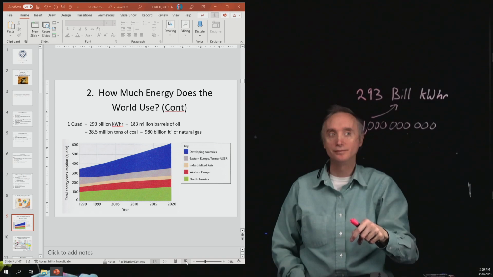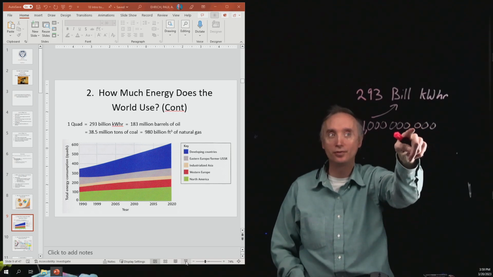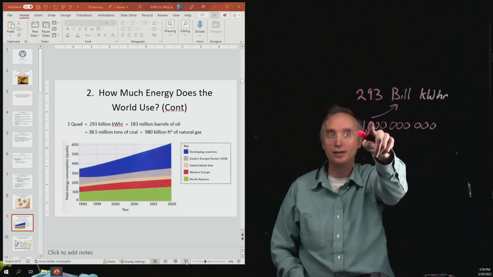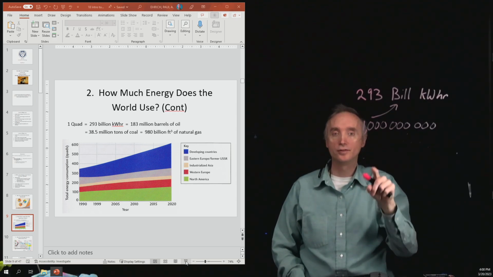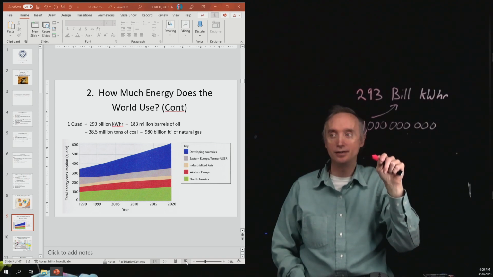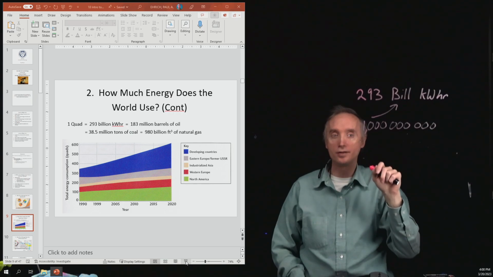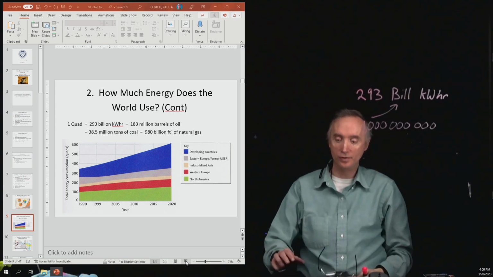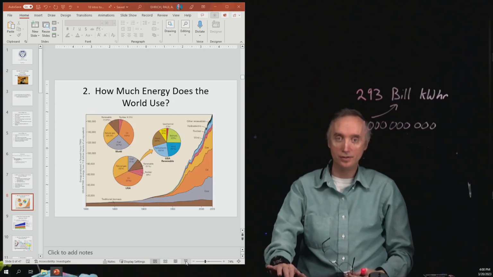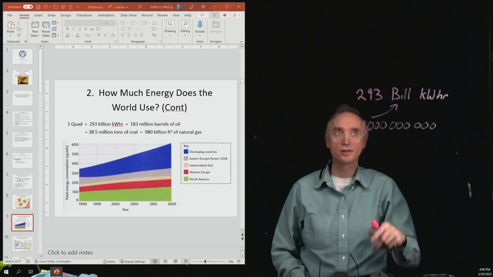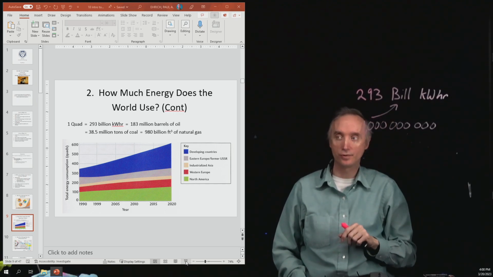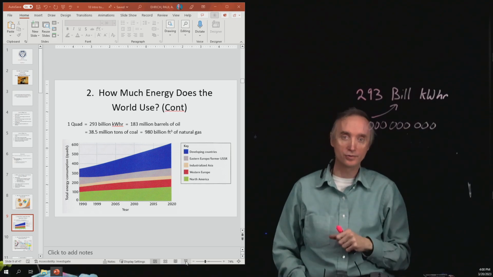A billion is going to be 1, 2, 3, 4, 5, 6, 7, 8, 9 zeros there. That would be equivalent to 293 terawatt hours. In our previous chart, we said that the units were in terawatt hours, and so one quad is equivalent to 293 terawatt hours.